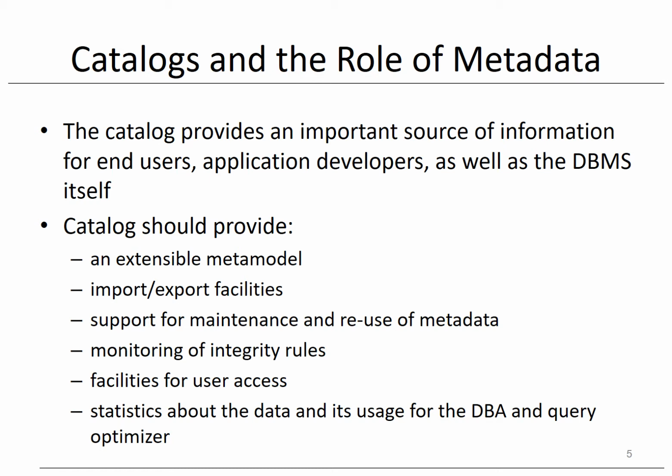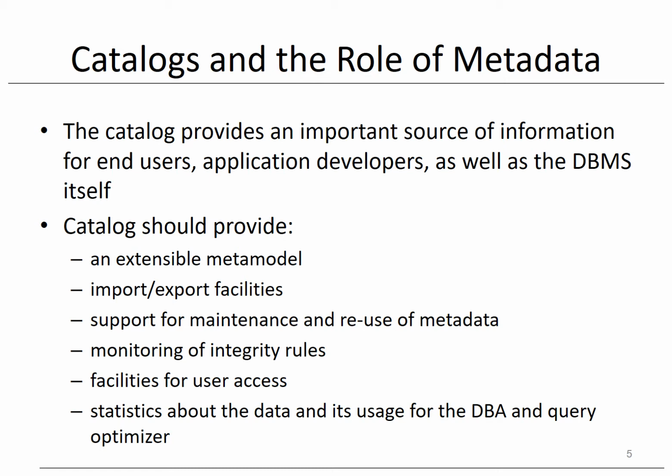The catalog should provide support for various functionalities. It should implement an extensible metamodel for the description of the metadata. It should have facilities to import and export the data definitions and provide support for maintenance and reuse of metadata. The integrity rules stored should be continuously monitored and enforced whenever the raw data is updated. By doing so, the catalog guarantees that the database is always in a consistent and correct state. It should support facilities for user access by clearly defining which user has access to which metadata.